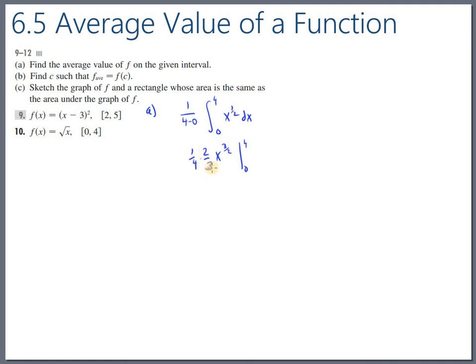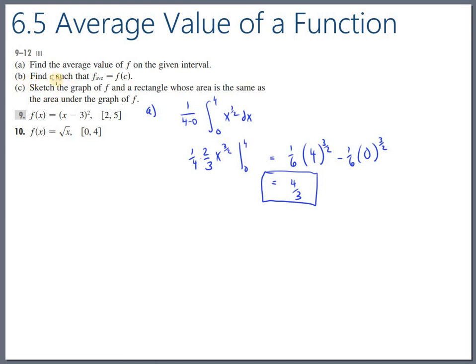Let's see, this becomes 2/12, or 1/6. So it becomes 1/6. We plug in 4. Well, here, we'll just do 4 to the 3/2 minus 1/6, 0 to the 3/2. We'll do the full deal here. Square root of 4 is 2. 2 cubed is 8, so we've got 8/6, which is 4/3, and then this part's 0. So the average value of the function between 0 and 4 is 4/3.